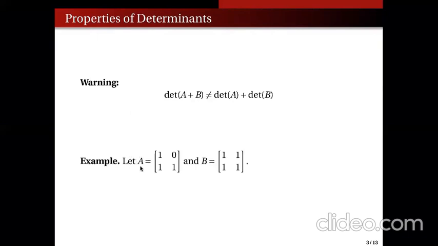So for example, let A be equal to this 2 by 2 matrix, and let B be equal to this 2 by 2 matrix. Then if we want to find the determinant of A, since this is just a 2 by 2 matrix, we can easily calculate that it is equal to 1. So 1 times 1 minus 1 times 0, so 1 minus 0, which is equal to 1. And the determinant of B, since these are proportional rows, 1, 1, 1, 1, if we calculate the determinant, it will give us 0.